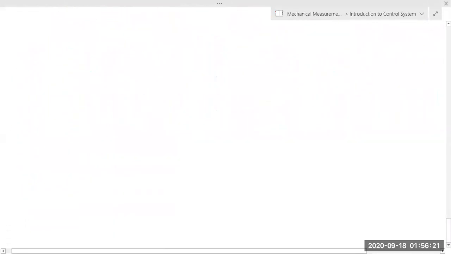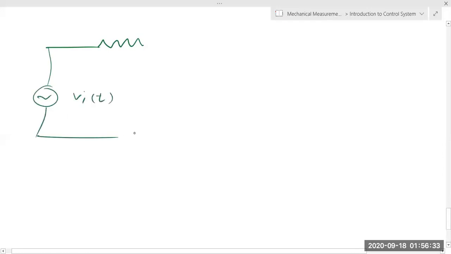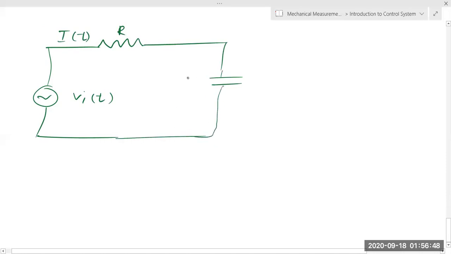Okay, what do you mean by block diagram reduction? If I want to tell, I'll just take an example. Suppose there is a resistance. This is my input voltage, Vi of t. With respect to time, the input voltage is varying with some frequency. Okay, there is a current. Suppose there is a current flowing, i of t. This is my R. Okay, and suppose it is having some capacitance. Simple, I'm not using inductance. This is my capacitance, and the voltage is measured across this capacitance. Okay, this is my V naught of t.